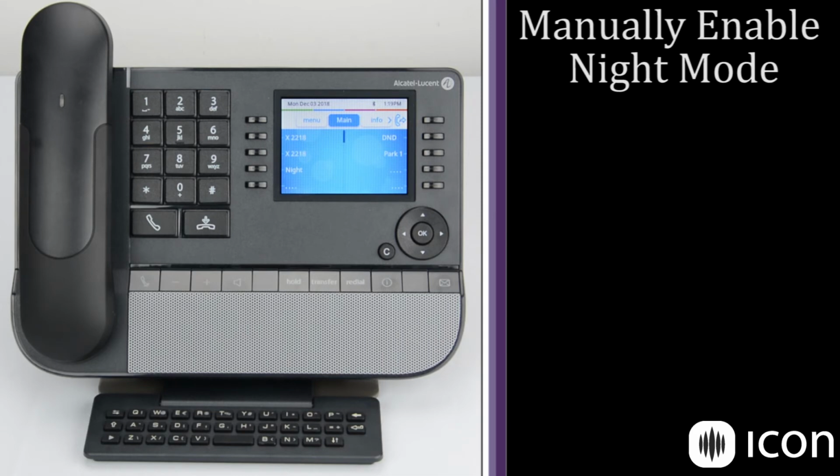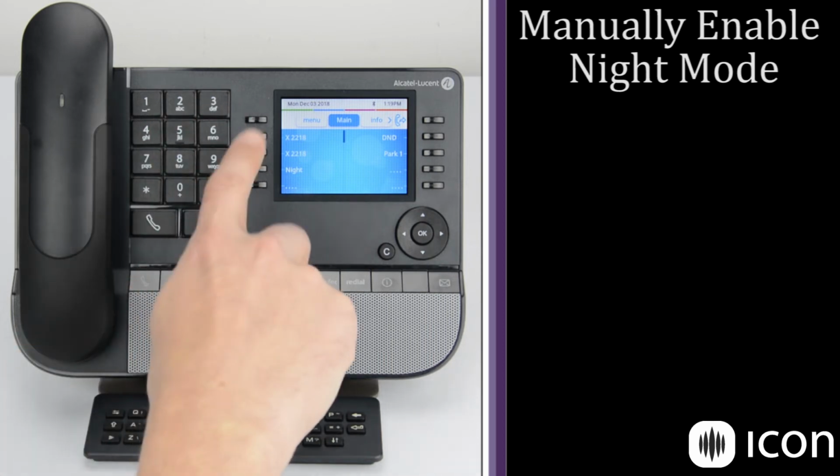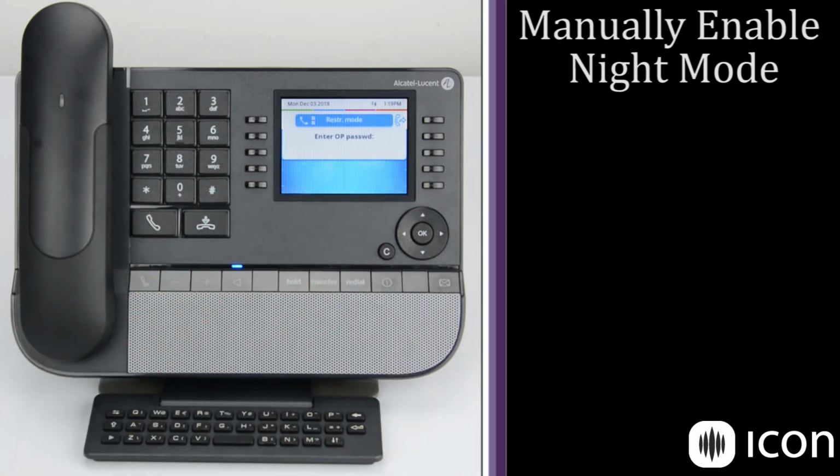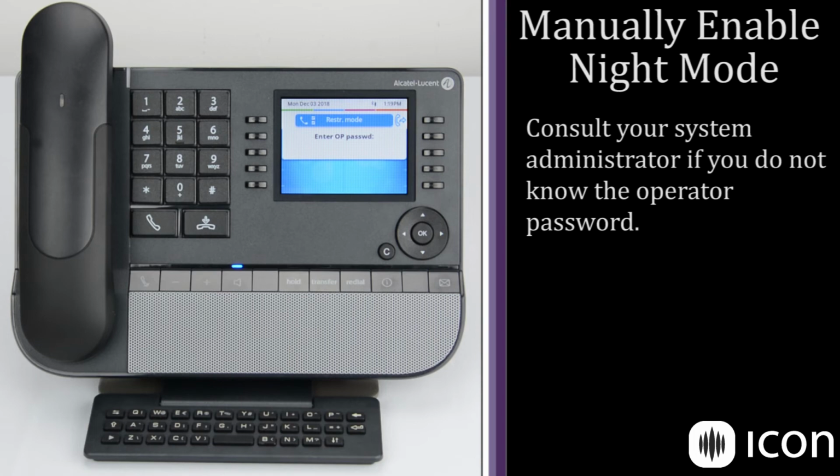Many systems utilize night mode to play different messages and options for incoming callers during off hours. If your station has a night mode programmed, it can be enabled and disabled manually from an operator station that has a night mode key programmed on the phone. This phone has a night mode key programmed on the main screen, so to enable night mode, I select that key and enter the operator password when I'm prompted.